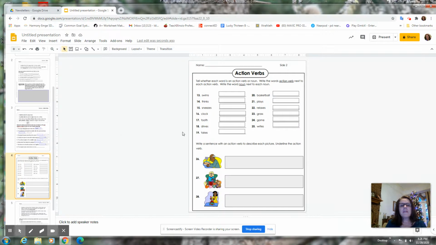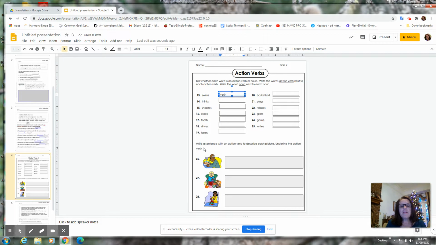And what this is, it says tell whether each word is an action verb or a noun. So you have to identify whether it's a noun or a verb and write the word action verb. You can just write verb, that's fine, next to each action verb, and write the word noun next to each noun. So, for example, swims. Hopefully, you know that that would be a verb. Okay, so you would just have to write verb in that box.